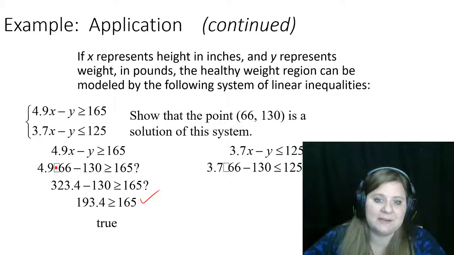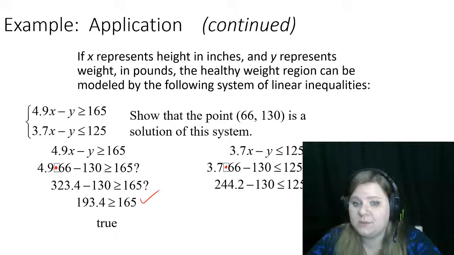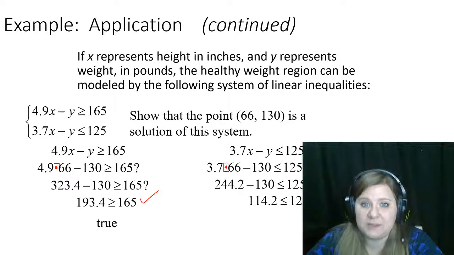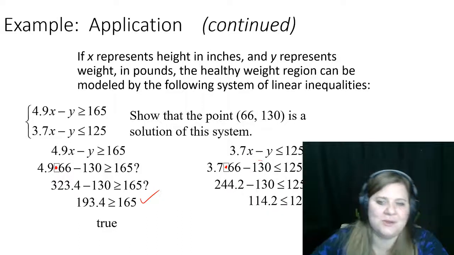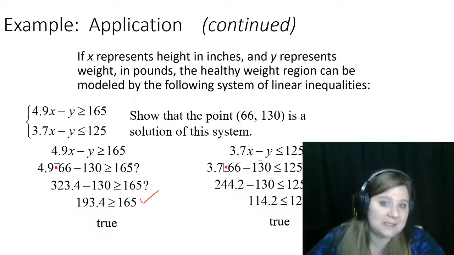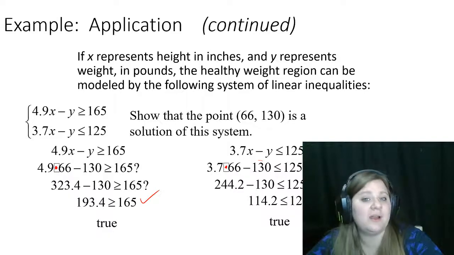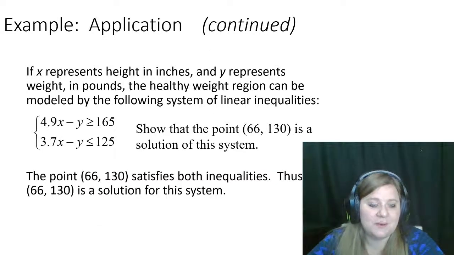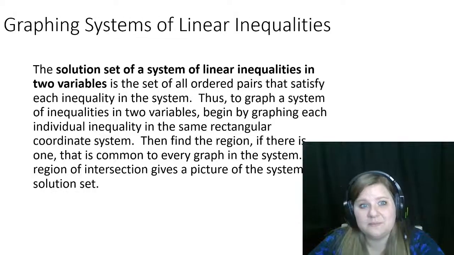So 3.7 times 66 is 244.2. 244.2 minus 130 is 114.2, which is indeed less than or equal to 125. That's a true statement. Since it's true for both, we can say that someone who's 66 inches tall would be at a healthy weight if they weighed 130 pounds. So this is a solution for the system.